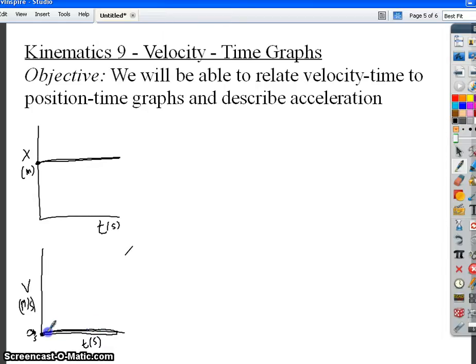I'm going to make it really thick so that you can see it. So it would just be a straight line right on the x-axis. It's not moving. Okay, so that was our first example. Let's take this one now.